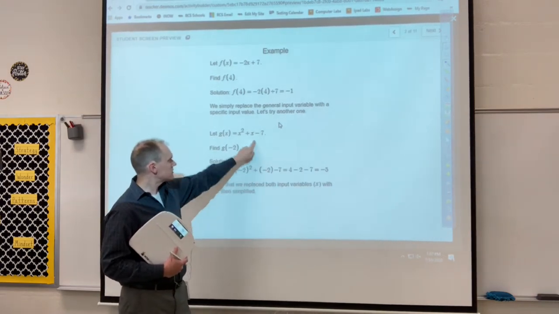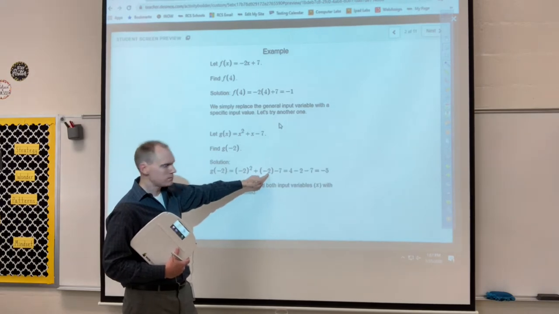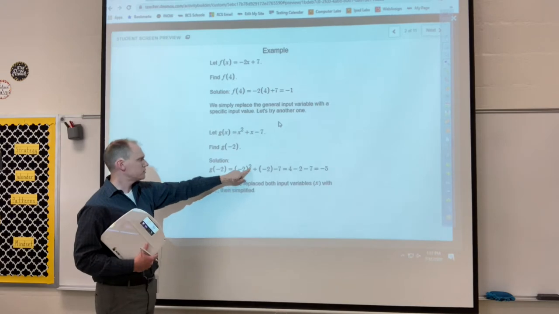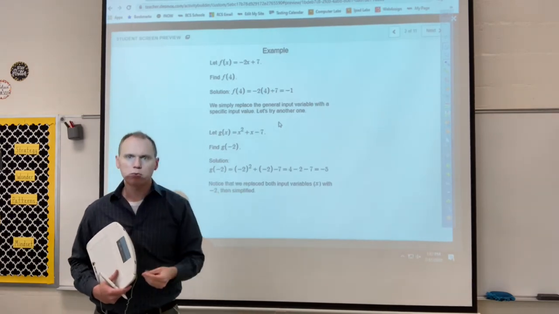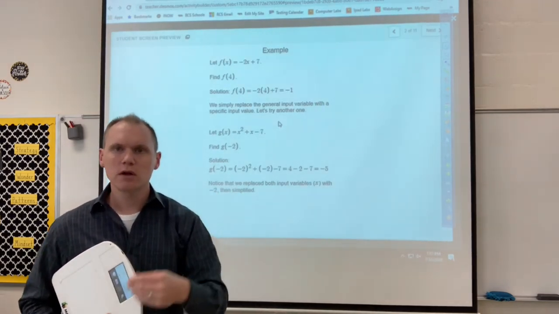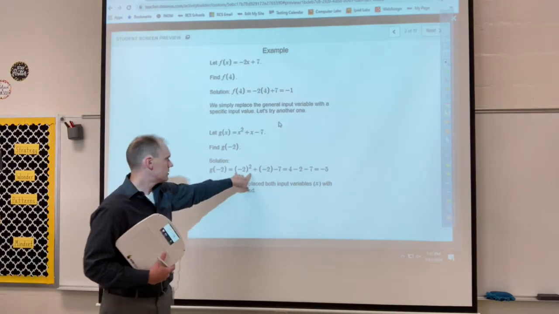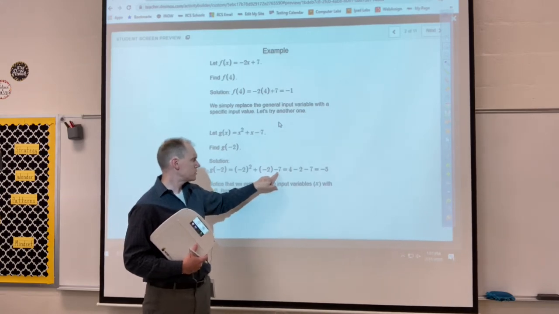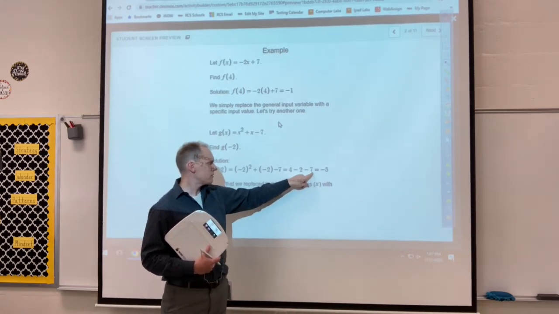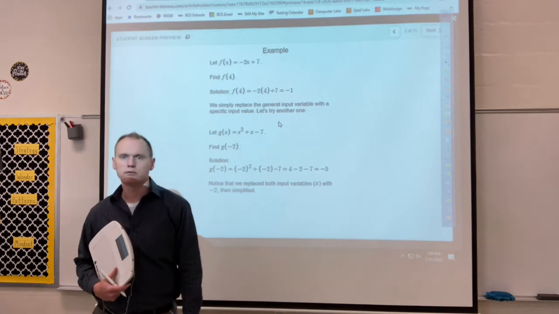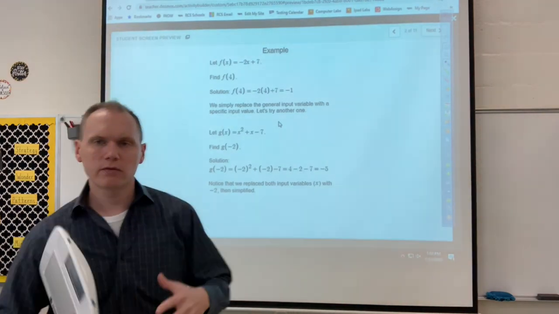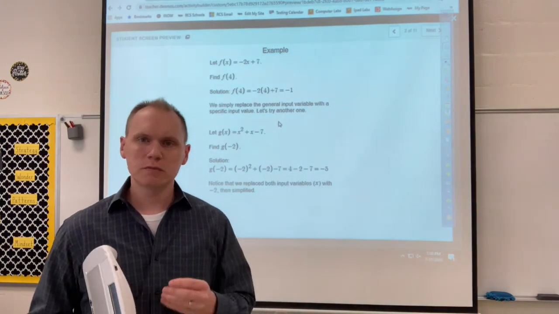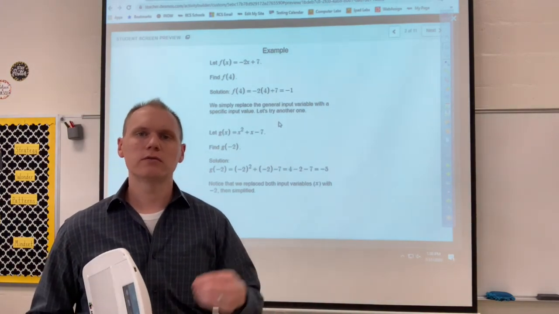Plus x, right, which is now negative 2, minus 7, equals, okay, let's go back here. So negative 2 squared. When you square something, you're just multiplying it by itself, right? So really you have negative 2 times negative 2 right here. Negative 2 times negative 2 is 4. All right, then minus 2, minus 7. 4 minus 2 minus 7 ends up being negative 5. So really, when we have f of a number or g of a number or h of a number, we're just substituting that number in for the input variable.